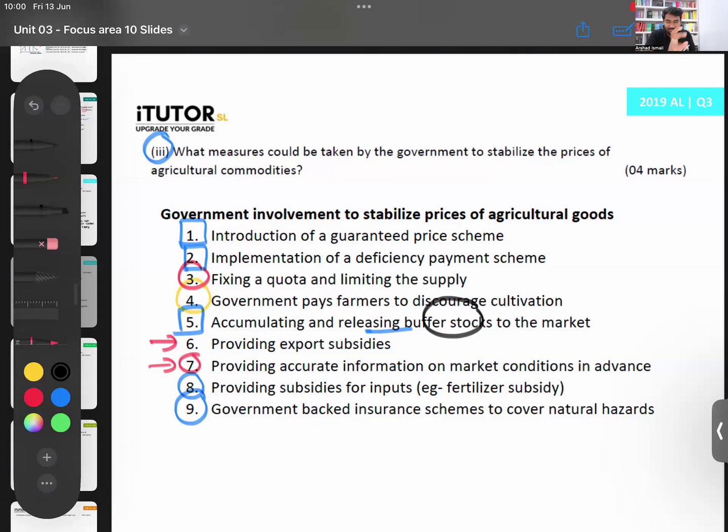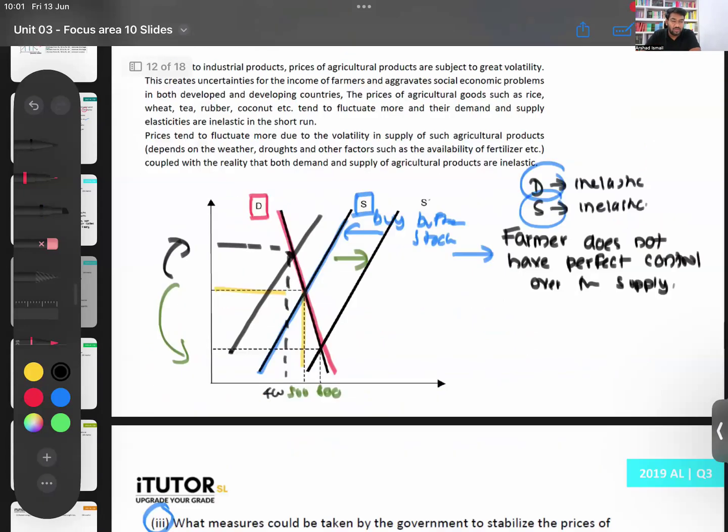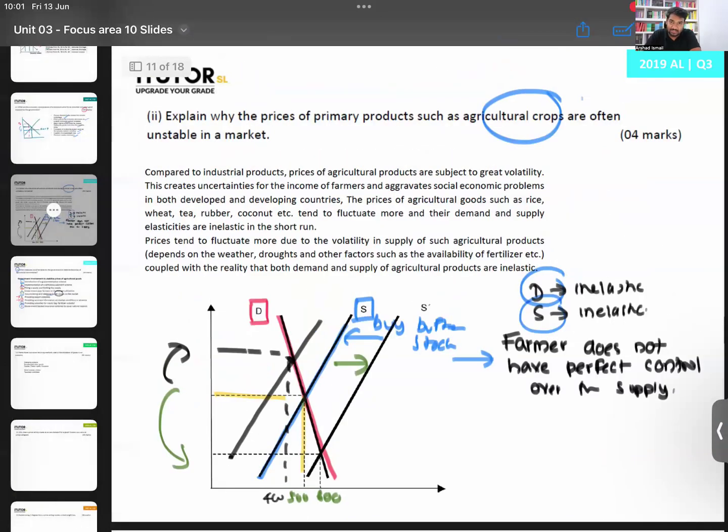Buffer stock, once again, is where the government purchases and stores excess stock. So when there is so much rice coming out to the market, government will purchase that rice and store it and keep it. That is called buffer stock. Then when there is a shortage, they will release that buffer stock back to the market. Those are things the government can do to keep prices of agricultural goods stable. Now the same question is tested in so many different ways. So I took some time to go through that in detail, because I will not be going through it in detail again in the next parts.